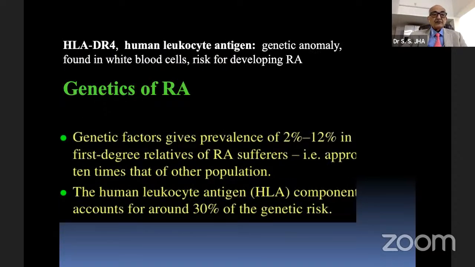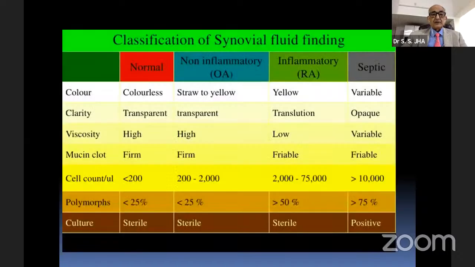Now, genetics, we have already talked about HLA-DR4. Human leukocyte antigen is a genetic anomaly found in white blood cells, a risk of developing arthritis. Genetic factors give a prevalence of 2 to 12% in first degree relatives of rheumatoid arthritis sufferers. That is approximately 10 times that of the other population. The human leukocyte antigen component accounts for around 30% of the genetic risk.